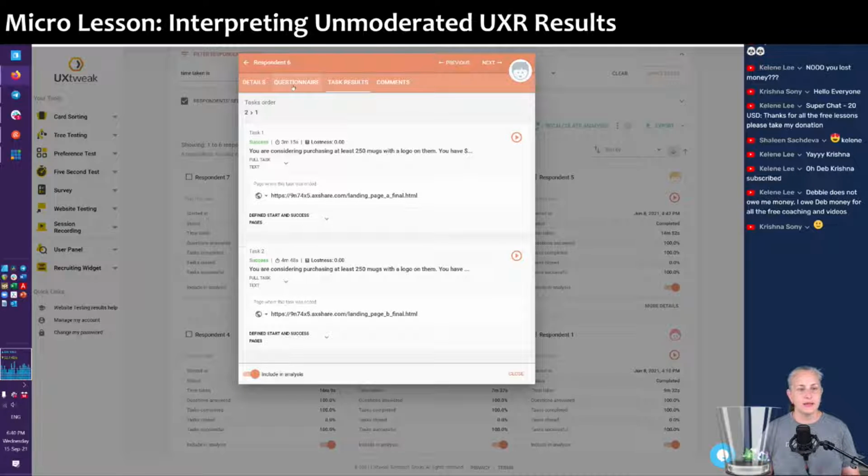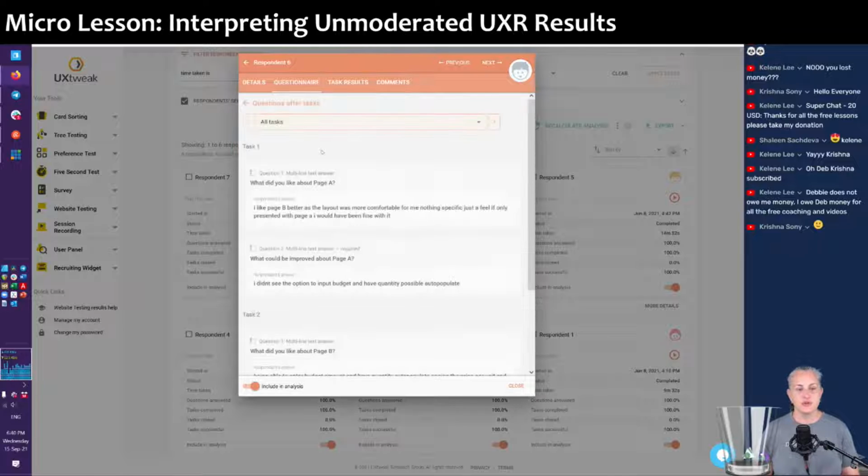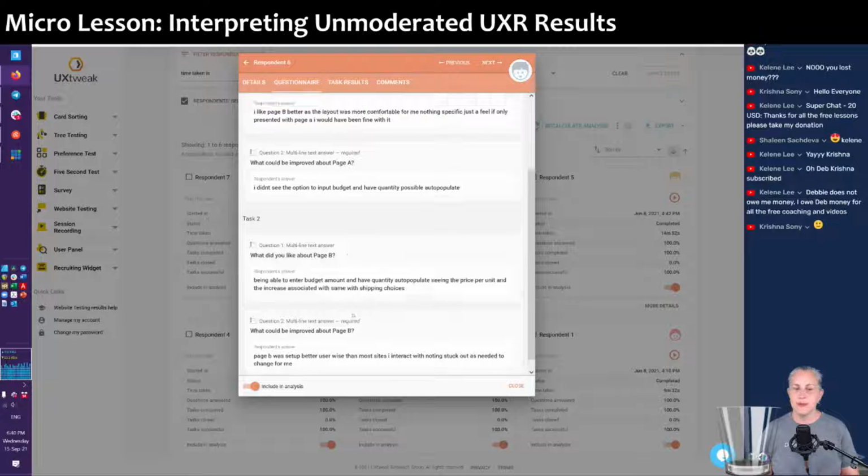And I can take a look at their questionnaire, and we have the questions we ask them after. So for each task we asked, what did you like about page A, and what could be improved about page A? What did you like about page B? What could be improved about page B?